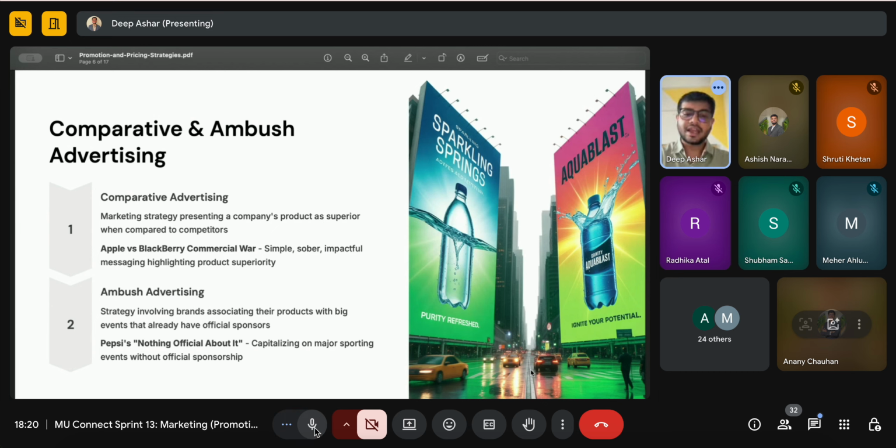Next is ambush advertising. It's similar to comparative advertising. The only difference is that with ambush advertising, there is a particular brand which has paid, say, millions to become an official sponsor for either a sport or a particular dance event, and brand Y, the competitor, without becoming the official sponsor, taps onto that event in an indirect way. For example, the one that Sir had shown was Pepsi's 'nothing official about it', where Coke was the official sponsor for the Olympics, and Pepsi said there's nothing official about it, and people were talking about Pepsi's ad campaign more than Coca-Cola.